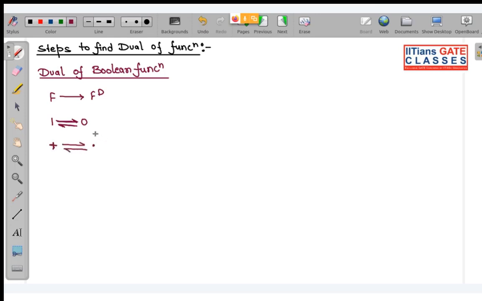So basically it is interchanging of 1 to 0 or 0 to 1, or interchanging of plus to dot and vice versa. For example, let us take one example. Let f is equal to a b c plus d e. So how do we calculate the dual? Look very carefully.